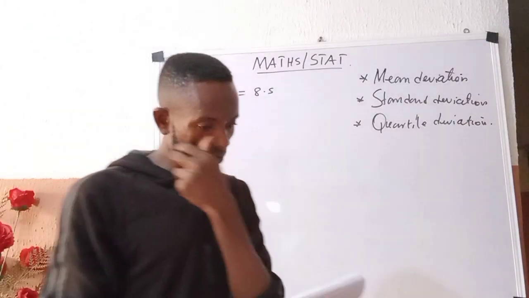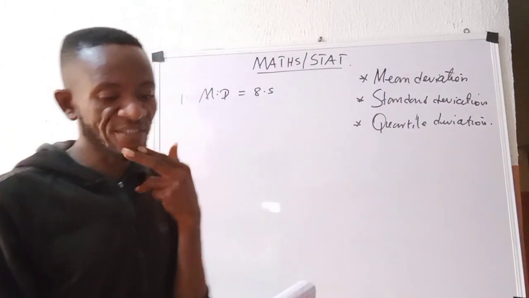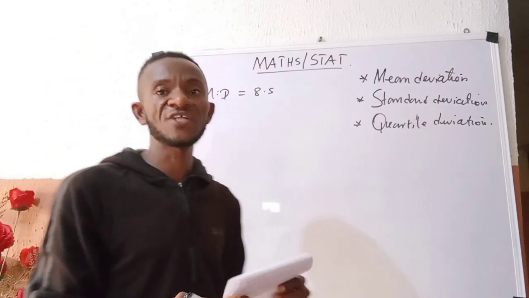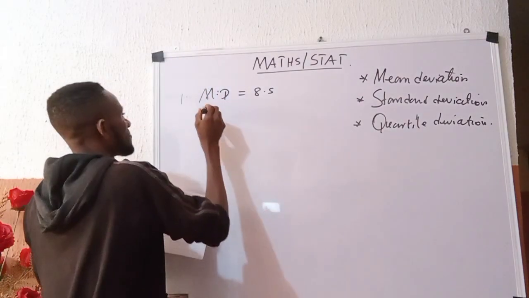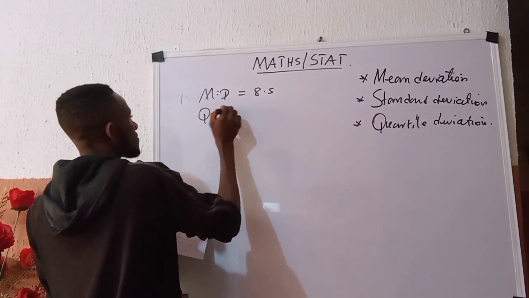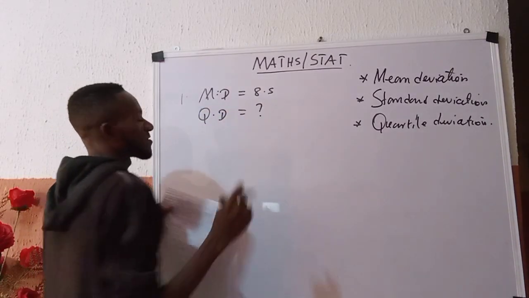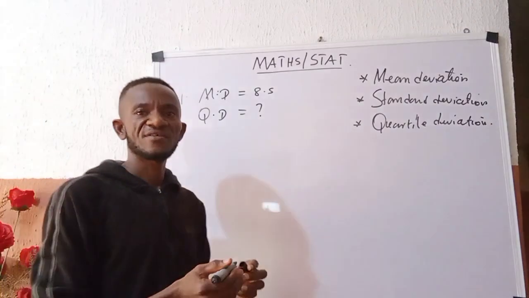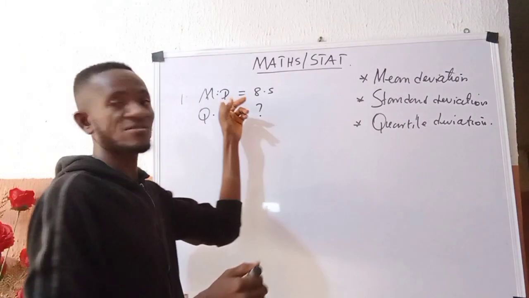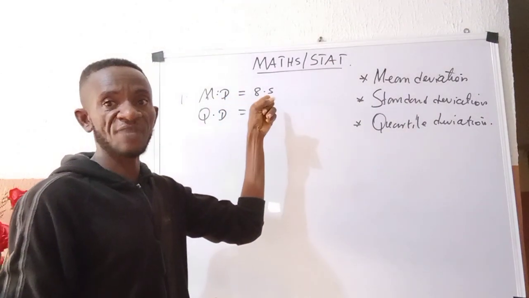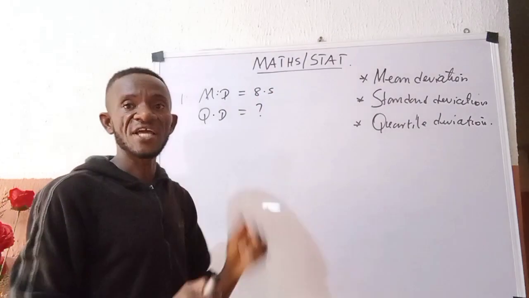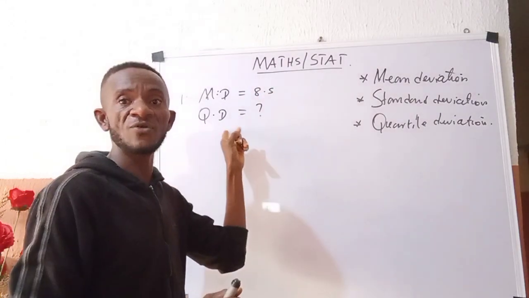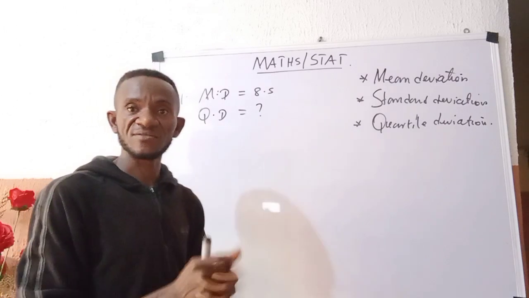If the mean deviation of a set of observations is 8.5, then the value of the quartile deviation is what? Let me write this as Q.D equals what? This is the only information you are given: that the mean deviation of a set of observations is 8.5. What is the value of the quartile deviation?